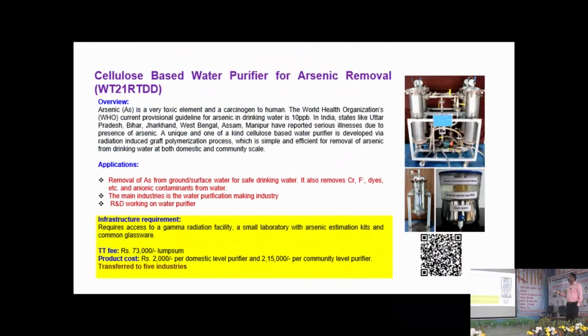Similarly, BARC has produced an arsenic removal water filter. It is an irradiated cartridge that is used to remove arsenic from contaminated water. This is very popular in most of the North Indian states. We transfer these technologies to industry at a particular technology transfer fee. This is a lump sum fee that the applicant has to give, and then he gets a license for 5 years, and can use the BARC logo to sell these products.